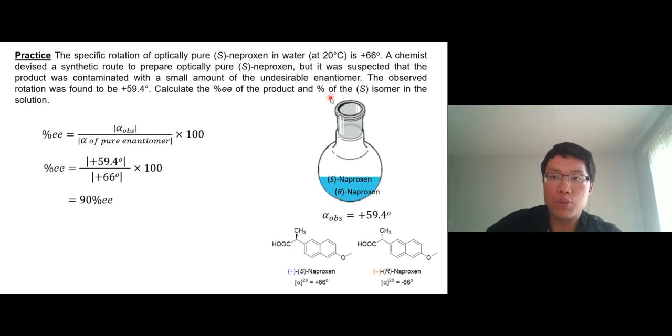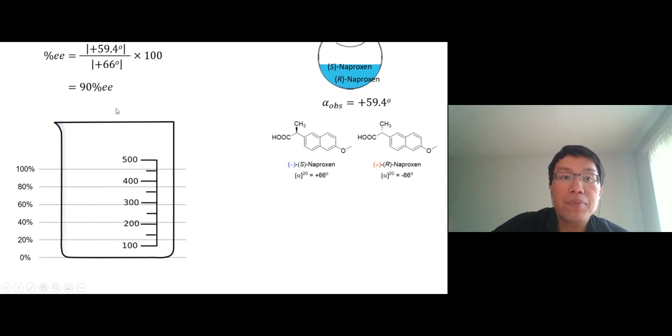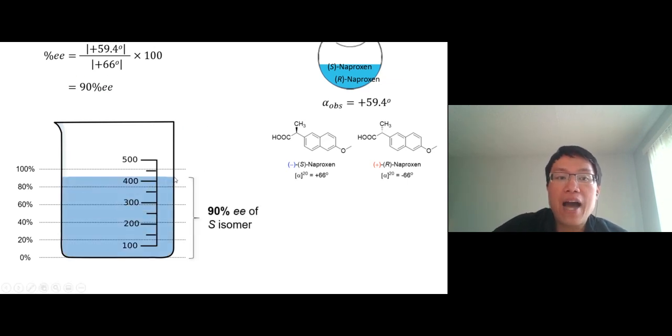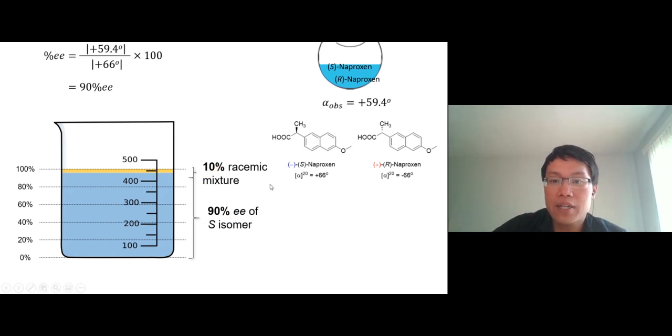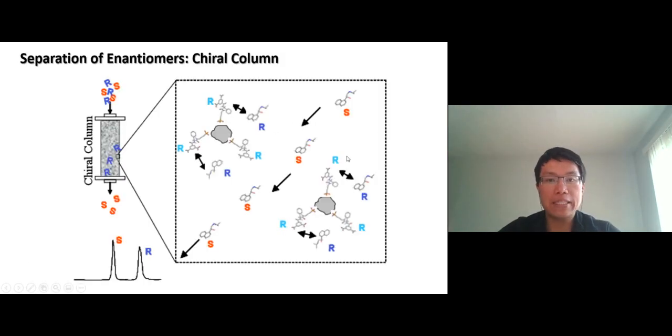How much S do we have in total? 95% S. 90% EE means that 90% is pure S, and the other 10% is a racemic mixture of S and R. So we have 90 S plus 5 S in the racemic mixture, so 95% S and 5% R. Okay, that's how it works. Let's move further.